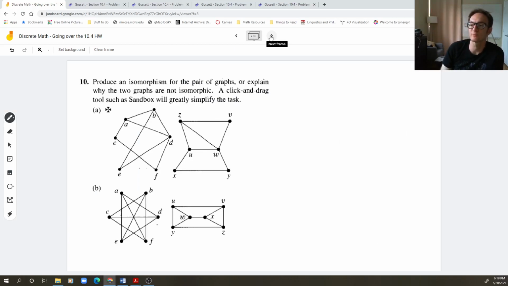Oh, right. Produce an isomorphism for the pair of graphs, or explain why the two graphs are not isomorphic. A click and drag tool such as Sandbox will greatly simplify the task. Gosh, Sandbox? No, I don't know Sandbox. Okay, this book's like 15 years old.